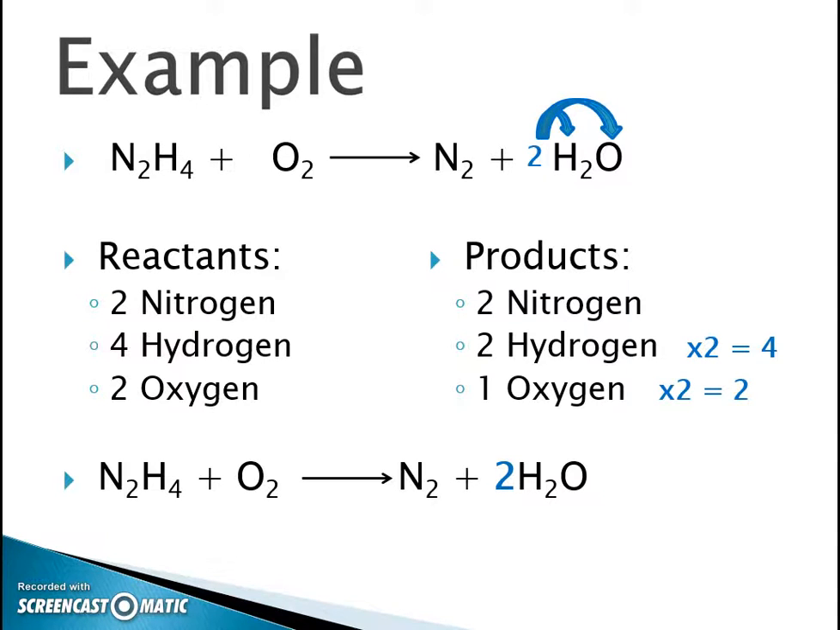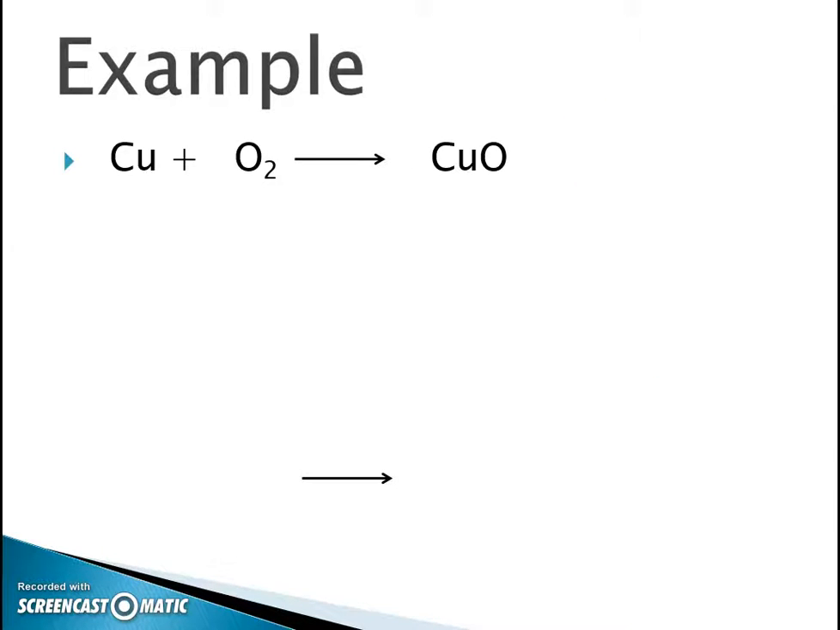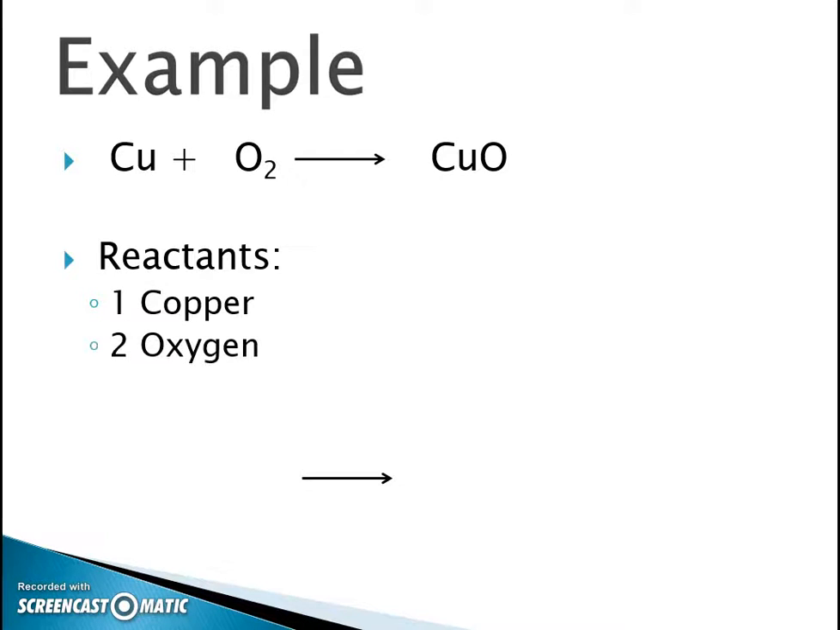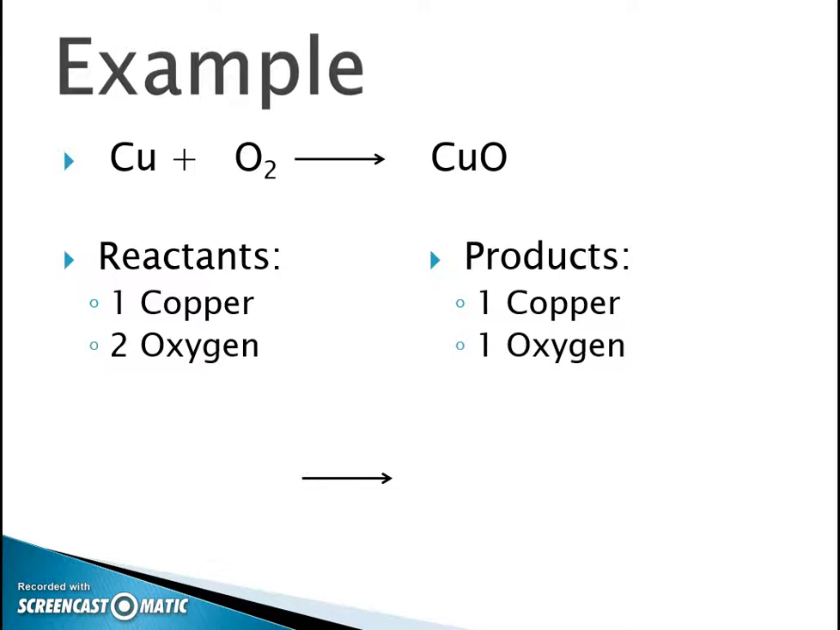Let's go ahead and look at another example. Let's use copper and oxygen. Cu plus O2 yields CuO. Our reactants, 1 copper and 2 oxygen. Our products, 1 copper and 1 oxygen. So again, you can see our coppers, those are already equal. However, we have 2 oxygen in the reactants and 1 oxygen in the product.